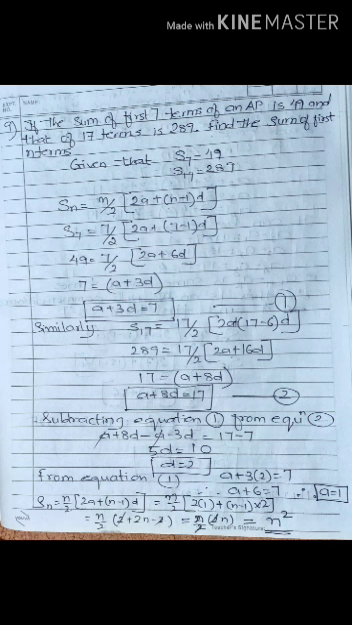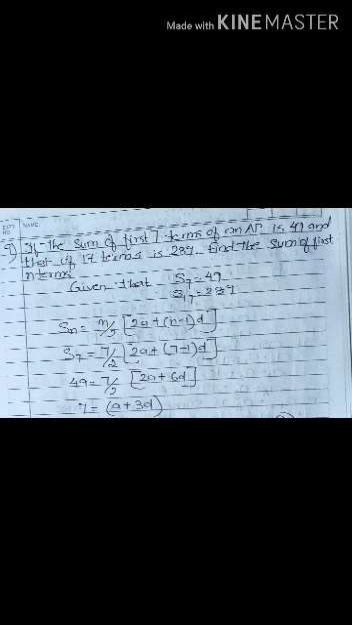Ninth sum. If the sum of the first 7 terms of an AP is 49 and that of the first 17 terms is 289, find the sum of the first 10 terms. Given that S7 equals 49, S17 equals 289. So Sn equals n by 2 into (2a plus (n minus 1)d). S7 equals 7 by 2 into (2a plus (7 minus 1) into d). So 49 equals 7 by 2 into (2a plus 6d). So 7 equals a plus 3d, that is our first equation.